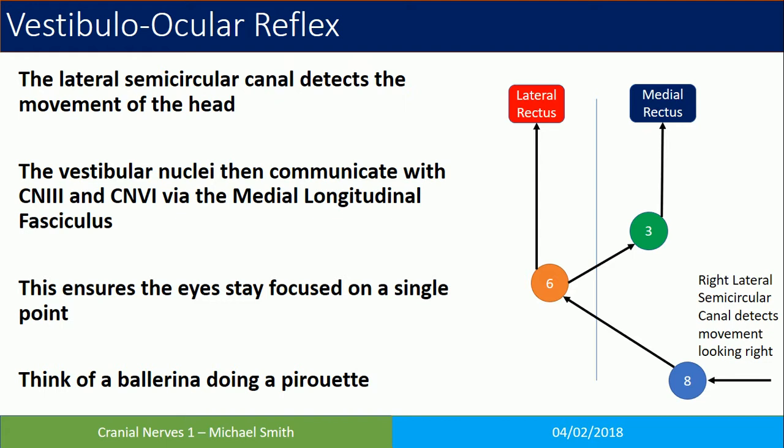The way I like to remember this is if you think of a ballerina doing a pirouette, they'll stay focused with their eyes on one point on the wall for as long as they can whilst they turn, and then they'll look away eventually once they're facing the other way, but they try and keep their head focused on that same point on the wall for as long as they can.